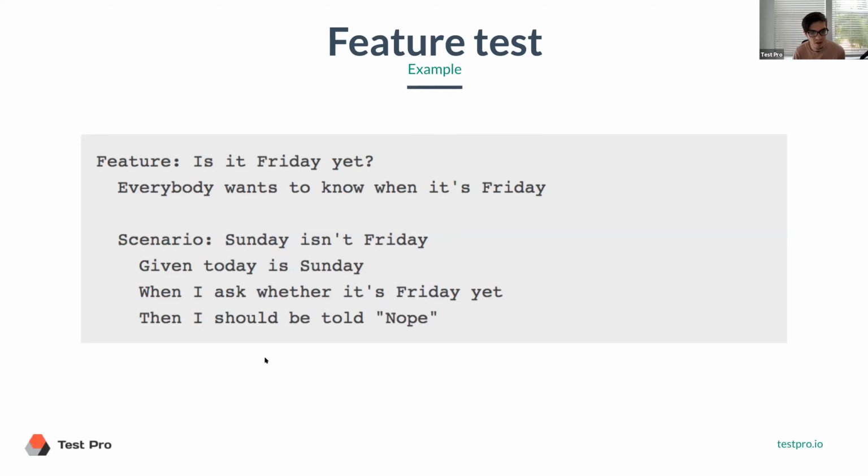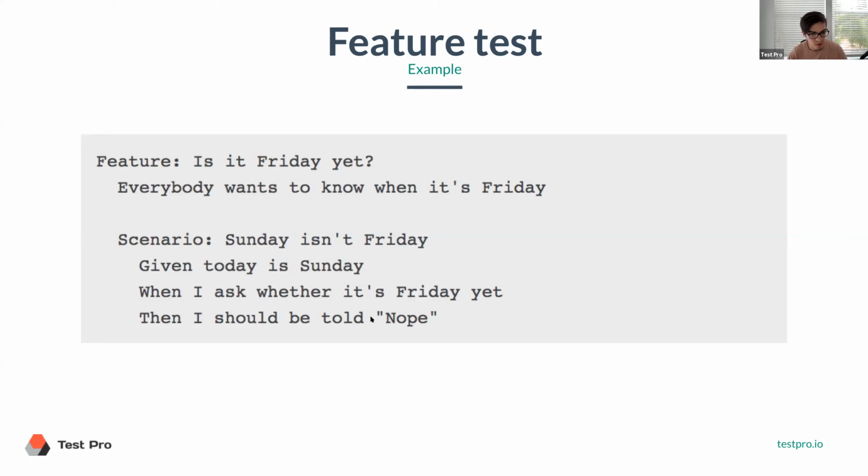And here the specifier should be told nope, because it's not Friday. I mean, kind of like in this example. Of course, sometimes you need more steps, right? So let's say in your when section you need to add additional steps, you can always use the and keyword. So you can say given something, when something else, and I do something else, and something else, and then I will get this result, right? So you can expand these steps more and more using the and keyword.